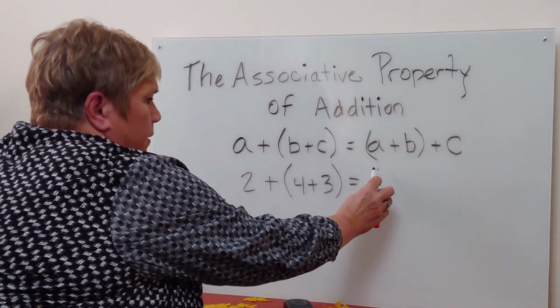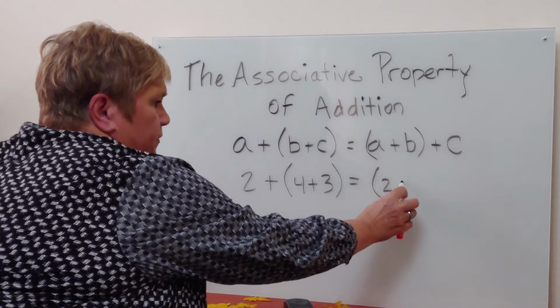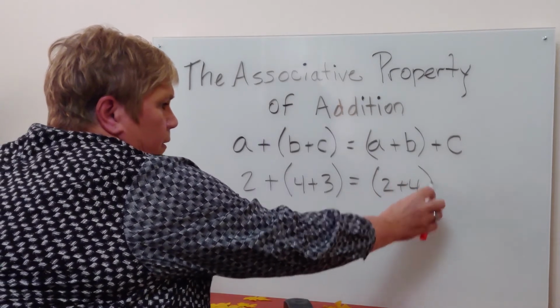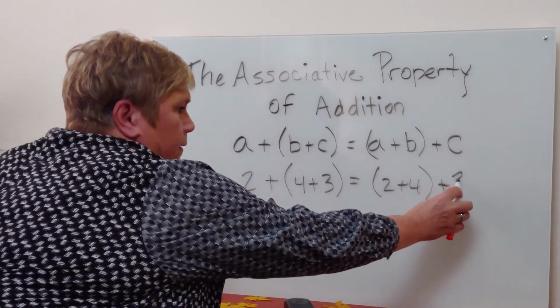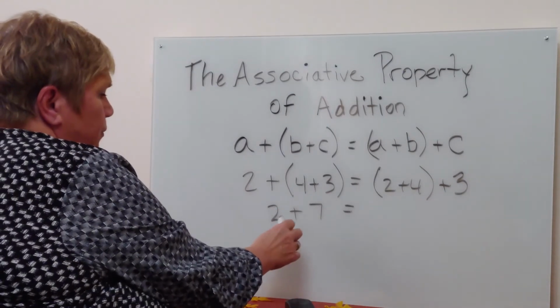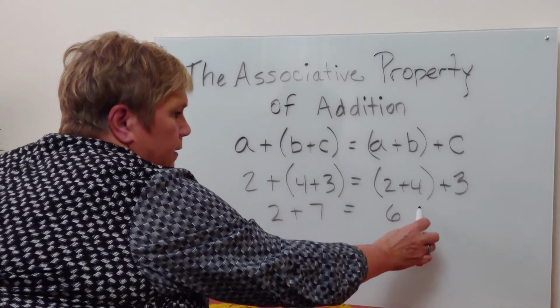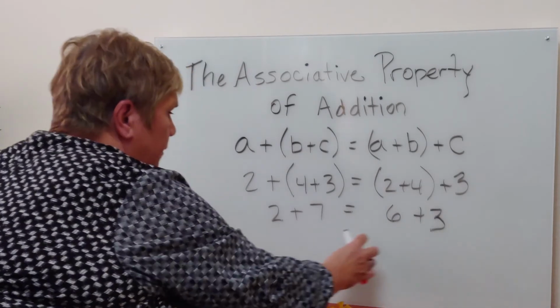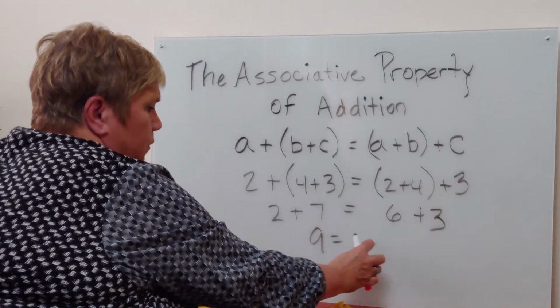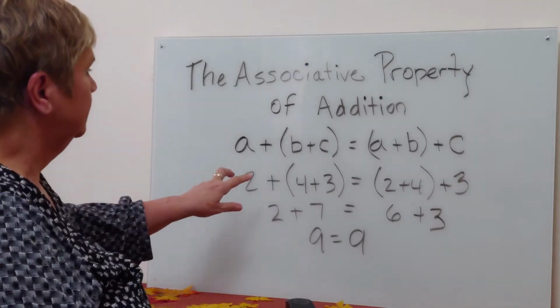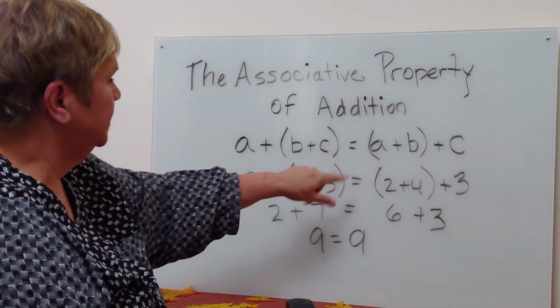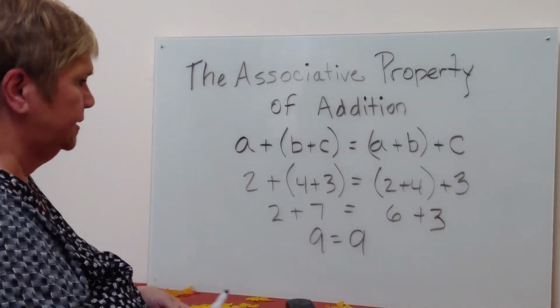equals 2 plus 4 plus 3. So we have 2 plus 7 equals 6 plus 3, 9 equals 9. So again, it doesn't matter how we group them together, the answer is going to come out the same.